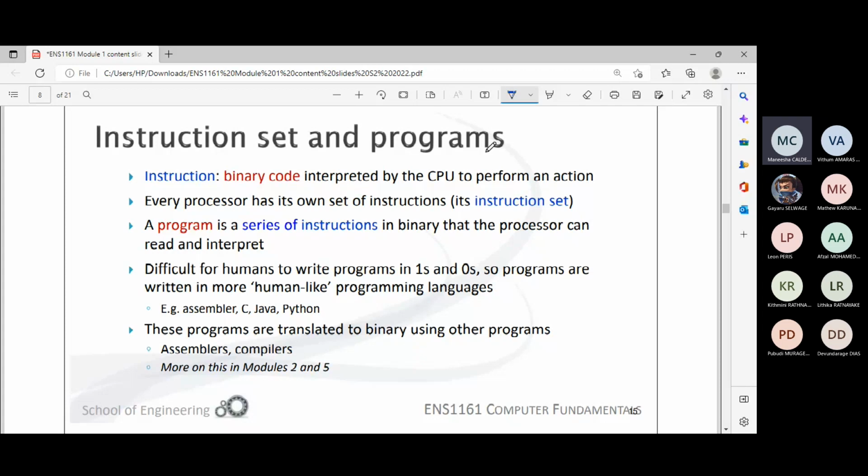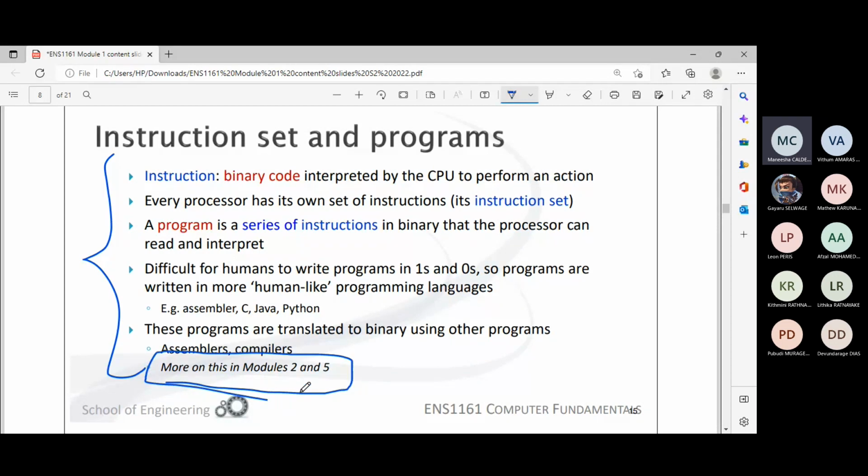Instruction sets and programs. I'm not going to have a detailed discussion on these now because we are supposed to discuss them in module 5 and 2. So, an instruction is binary code interpreted by the CPU to perform an action. So this is an instruction. Good time to start your self-study work.